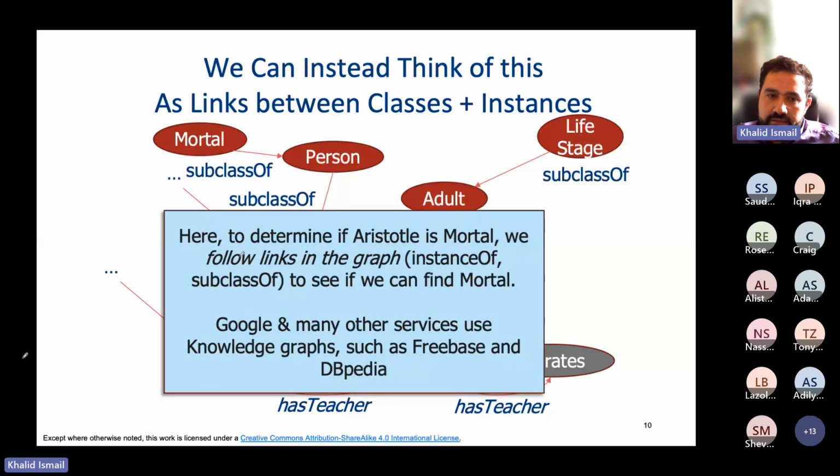Right. So in this case, to determine if Aristotle is mortal, we simply follow links in the graph, for example instance of or class of, to see if we can find mortal. That way we can decide whether he is mortal or not. Google and many other services use knowledge graphs like this, such as Freebase and Wikipedia. So this is another common way to make that representation.